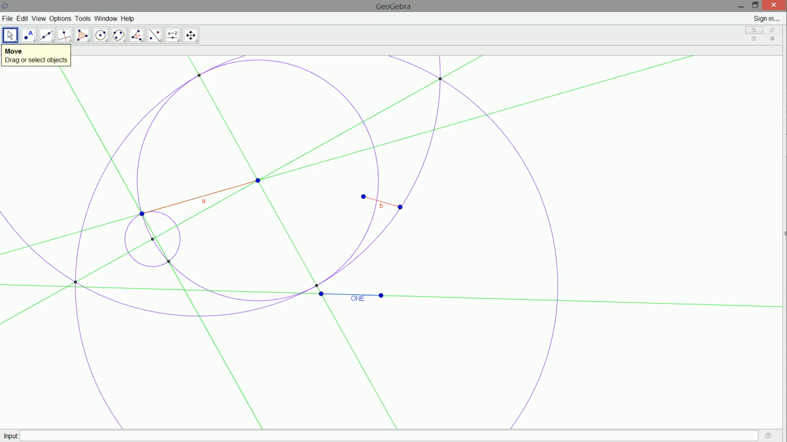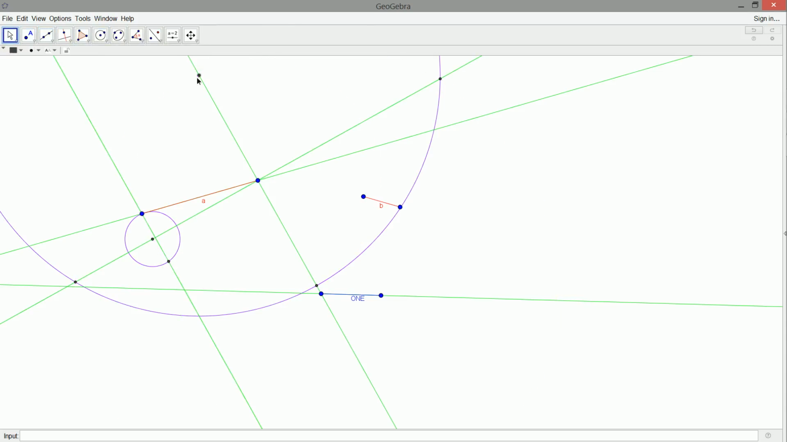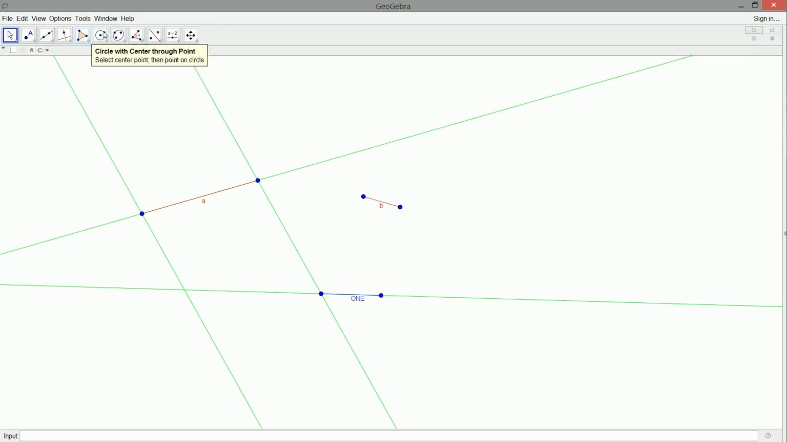Okay. One parallel line down, one to go. Oops, we needed that one. The other points we can hide. There we go. Alrighty. So we need one more parallel length.